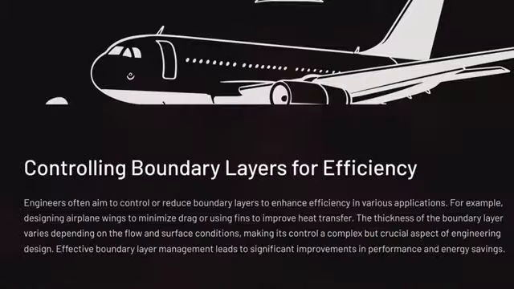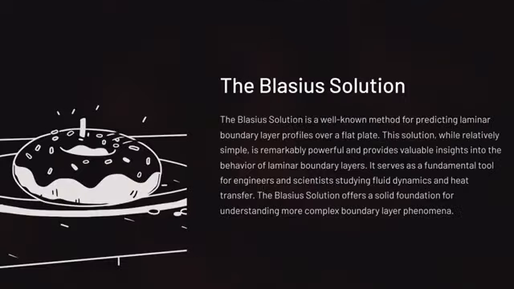And engineers often try to control or reduce boundary layers to improve efficiency, like designing airplane wings to minimize drag or using fins to enhance heat transfer. Oh, and don't forget about the Blasius solution. It's a famous solution for predicting laminar boundary layer profiles over a flat plate. Simple but really powerful. And for turbulent boundary layers, we usually rely on empirical correlations and models since the math gets way too complex to solve directly.